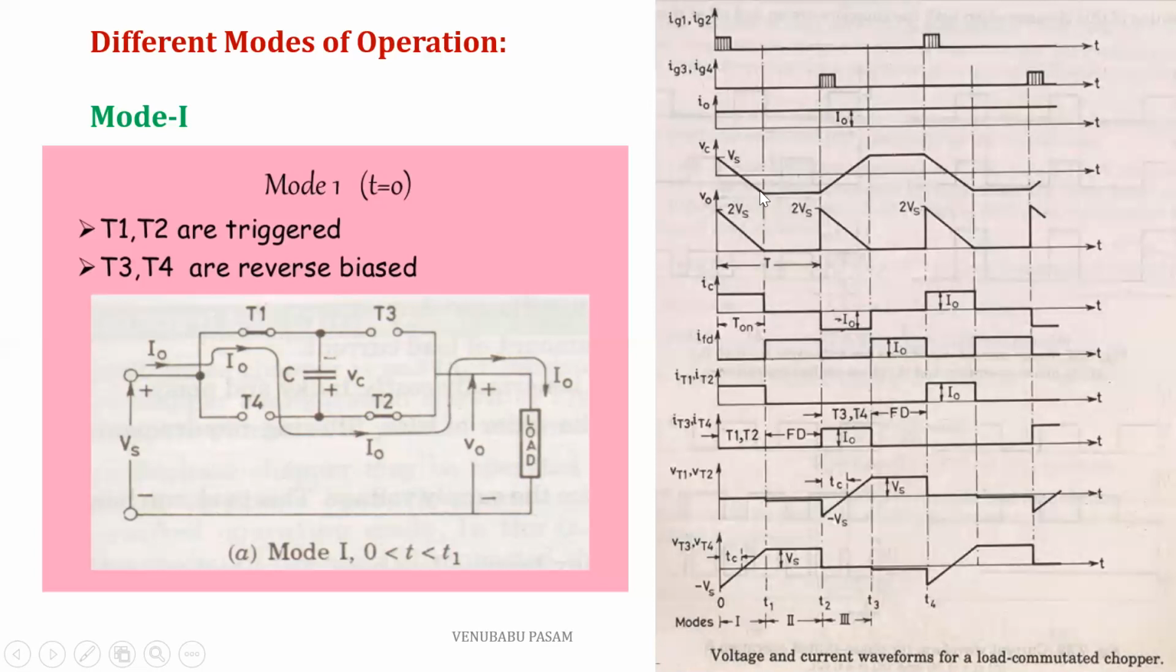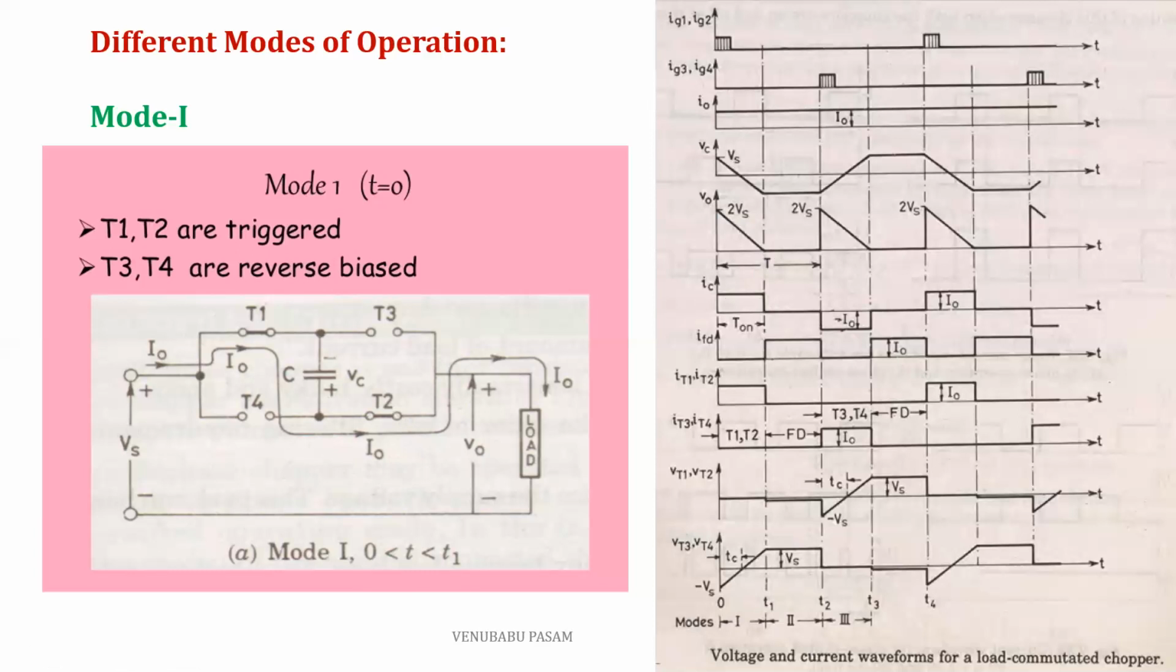At the instant T1, the capacitor is fully charged with negative Vs, and during this time interval, V0 linearly decreases from 2Vs to 0. At T1, V0 becomes 0, and the circulating current, or capacitor current, is equal to I0. This is the mode 1 operation from 0 to T1.